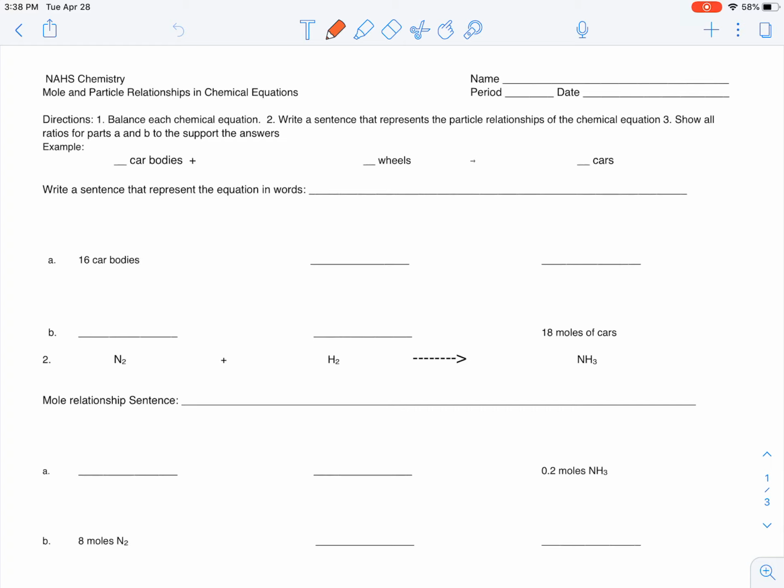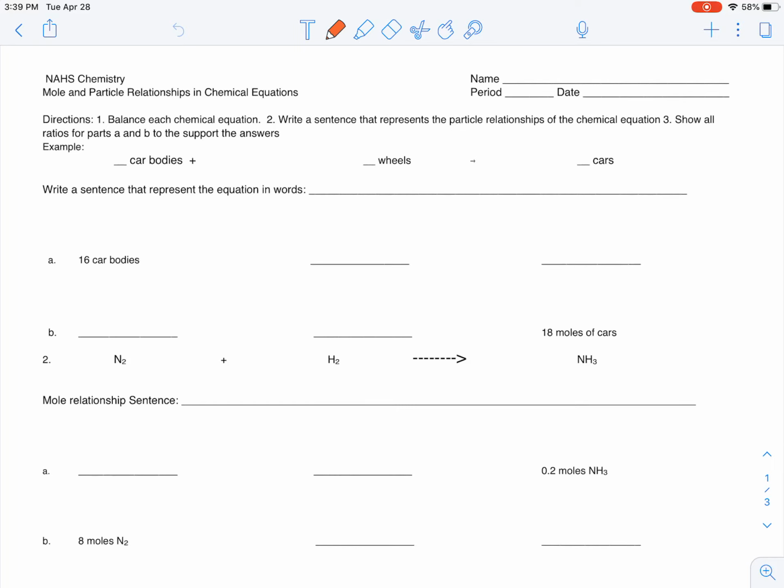So I'm going to give you kind of a generic version of this today, and then we'll go through some actual chemical equations, balancing and then describing the relationship between the reactants or amount of reactants and the amount of products. So let's look at this generic equation here. In this equation, we're going to look at the relationship between car frames or the body of a car, the number of wheels on a car, and the number of cars that like General Motors or Ford or another manufacturer can produce.